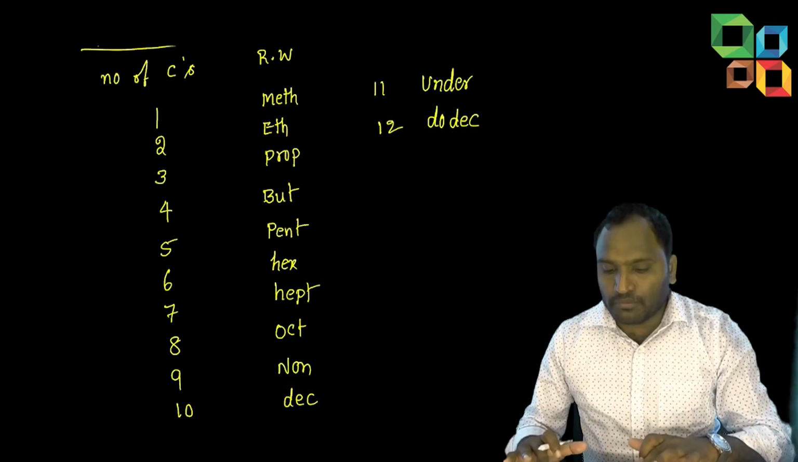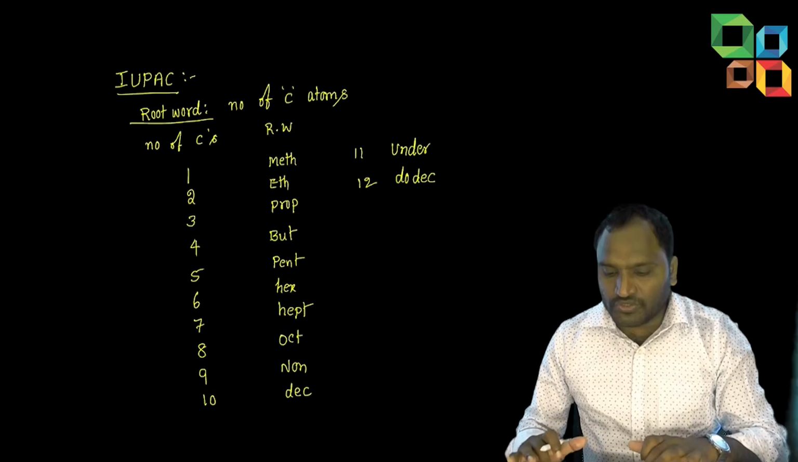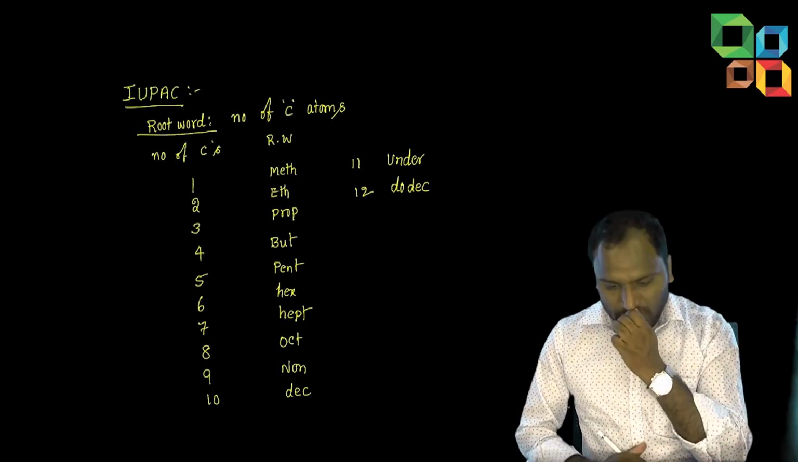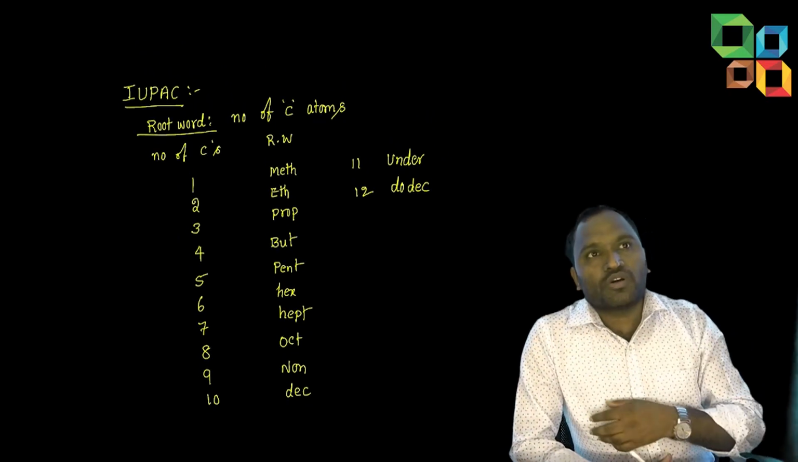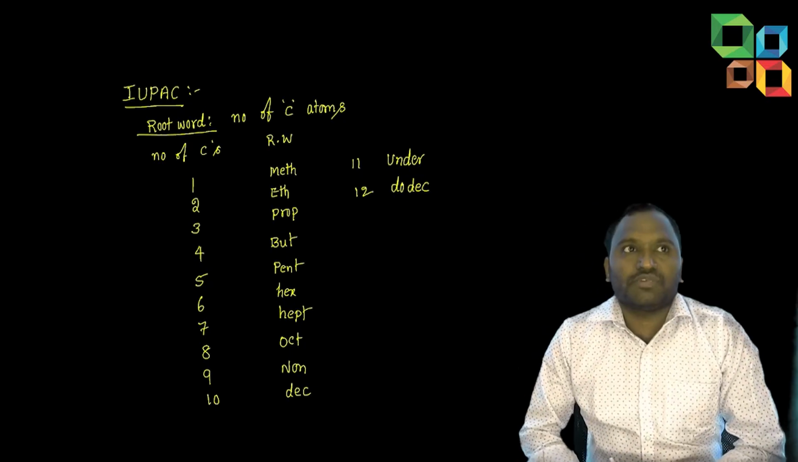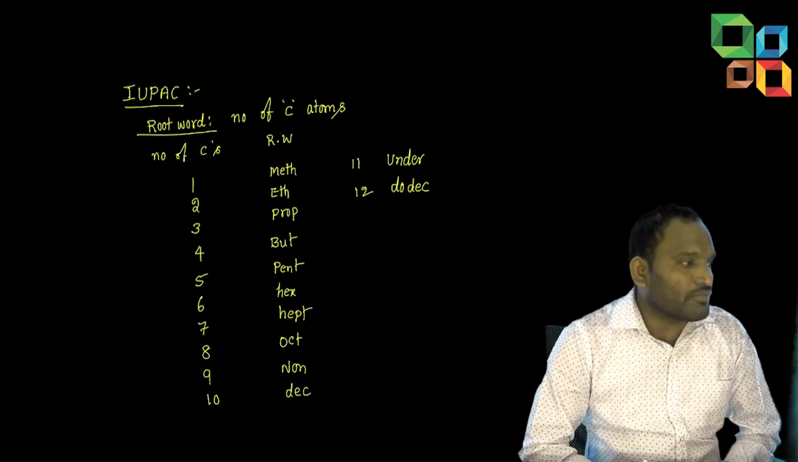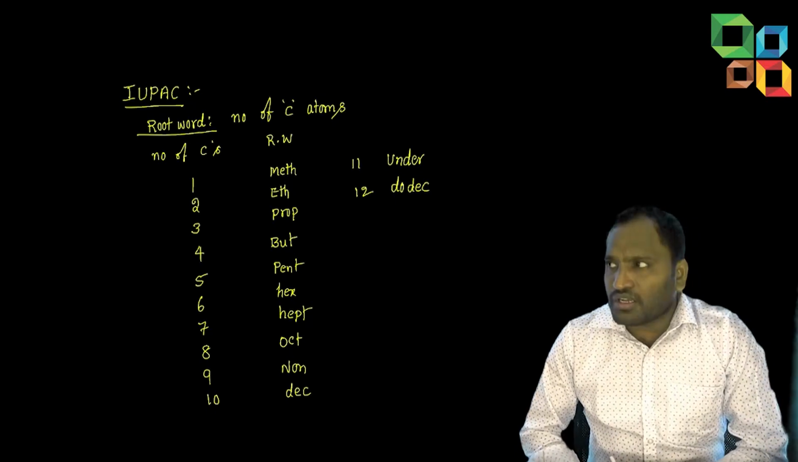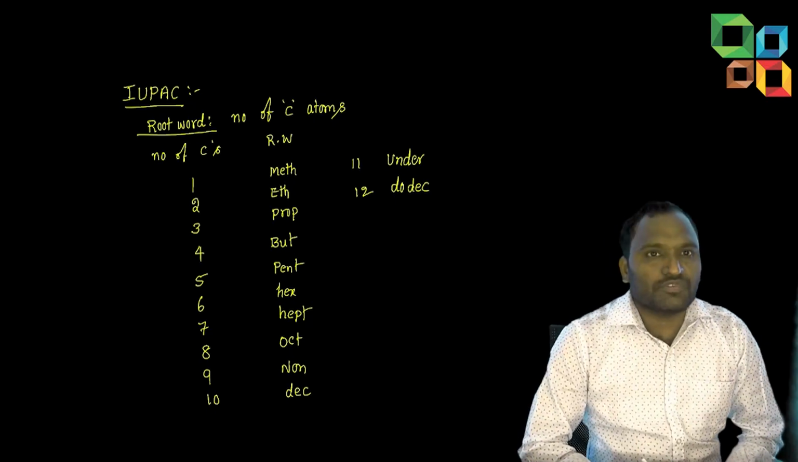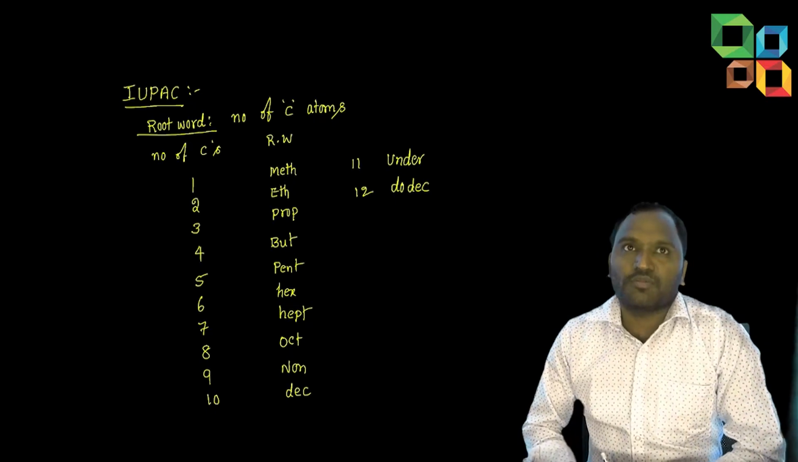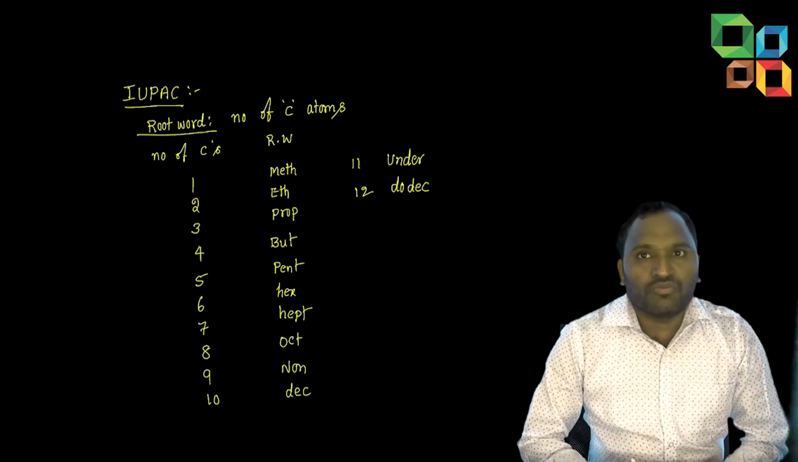Based on the number of carbon atoms, we will use the root word. Two carbon atoms, eth. Three carbon atoms, prop. Four carbon atoms, but. Five, pent. Root word indicates the number of carbon atoms. If they give the root word, we can find out the number of carbon atoms. If they give the number of carbon atoms, we can give the root word.